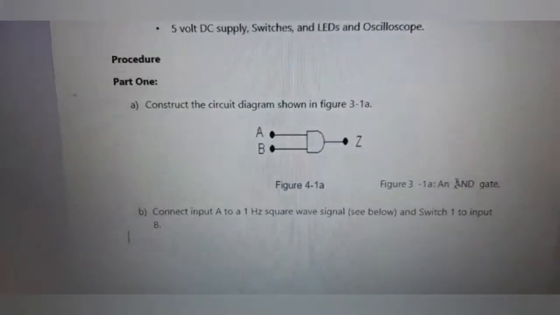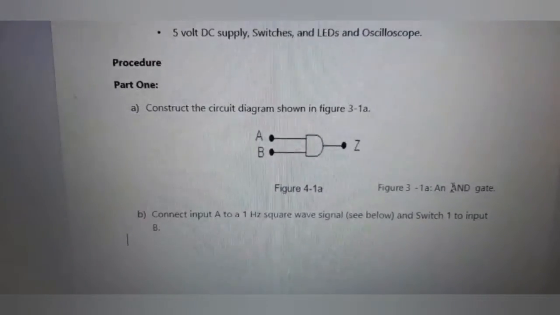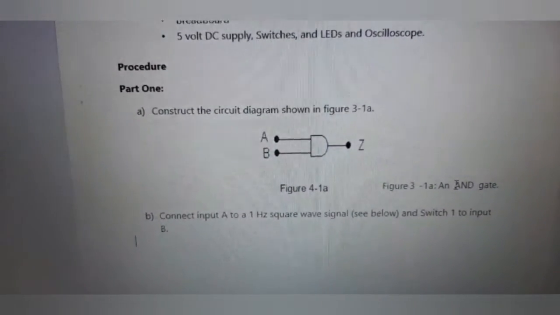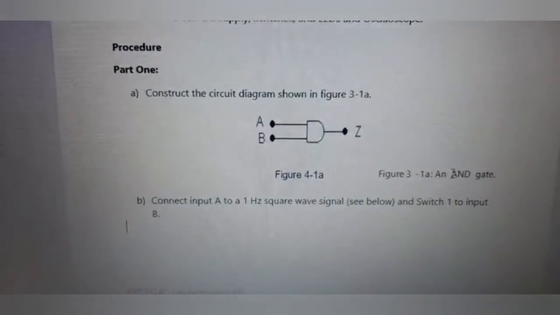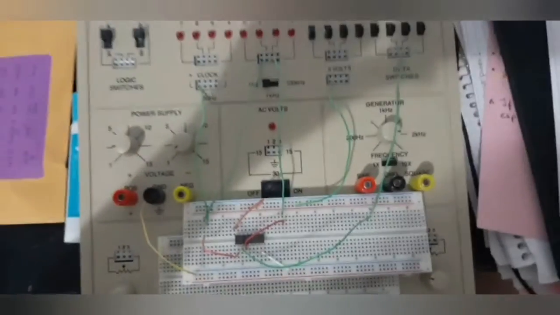is right here. It is an AND gate with input A being connected to a 1 hertz clock signal, and input B being connected to switch number 1. I'm going to show it right over here. This is my circuit.